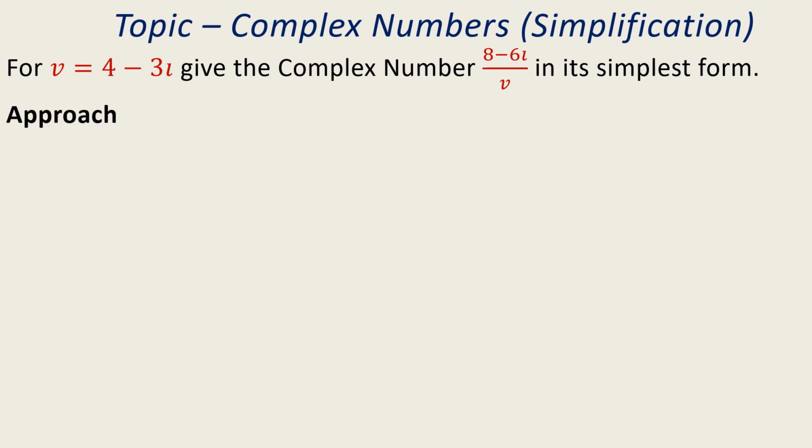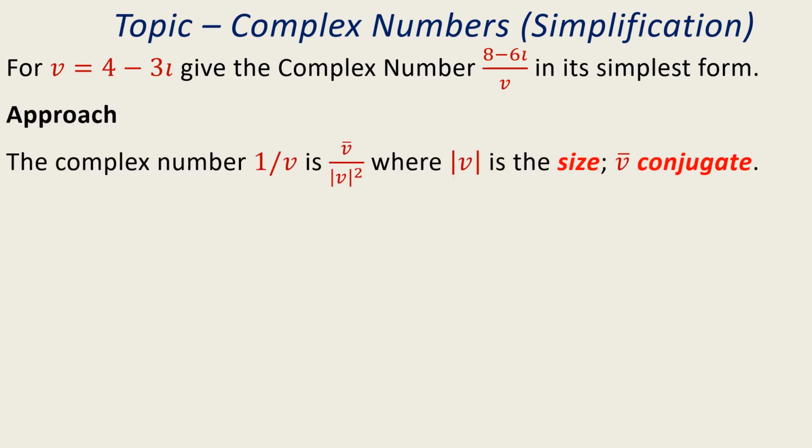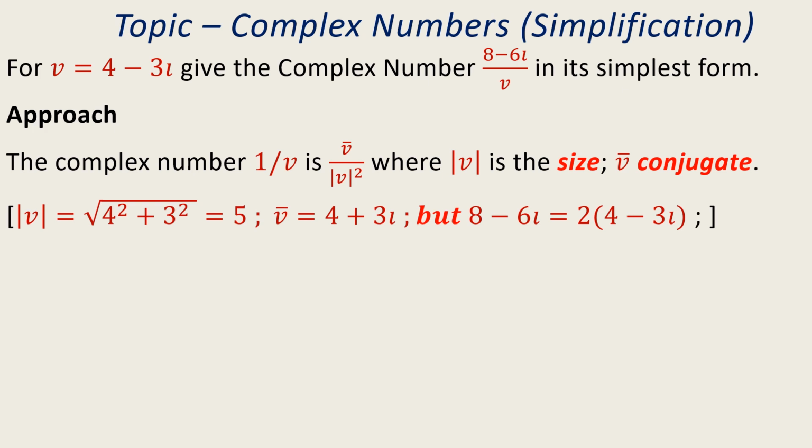Now, in some examples, you will actually have to work out what 1 divided by the complex number is. And that is the complex conjugate divided by its size squared. So in this case, the size of 4 minus 3i is the square root of 4 squared plus 3 squared, the square root of 25, which is 5. The complex conjugate is given by flipping the sign of the imaginary part. So the complex conjugate of 4 minus 3i is 4 plus 3i.